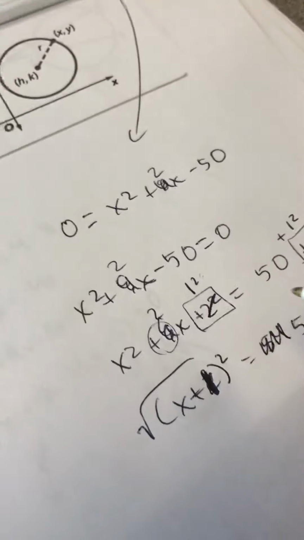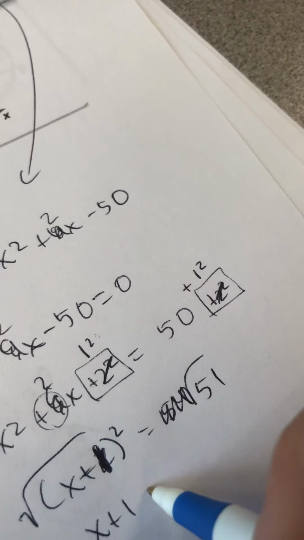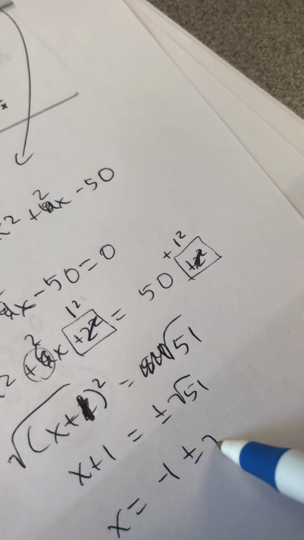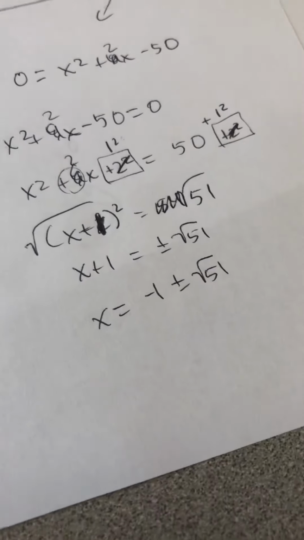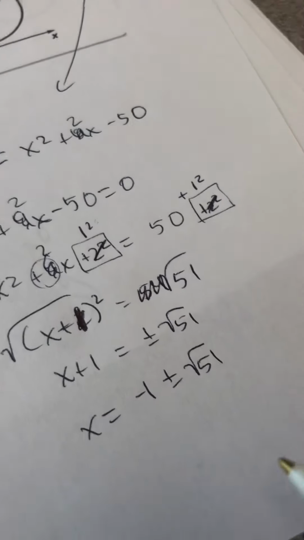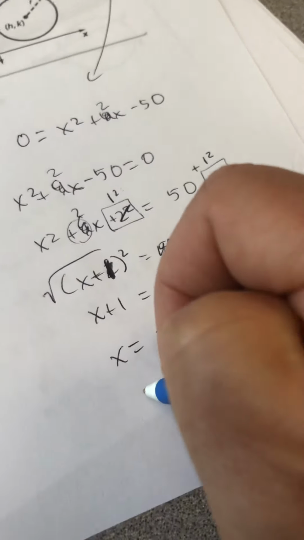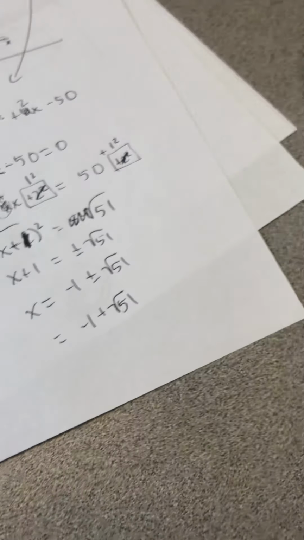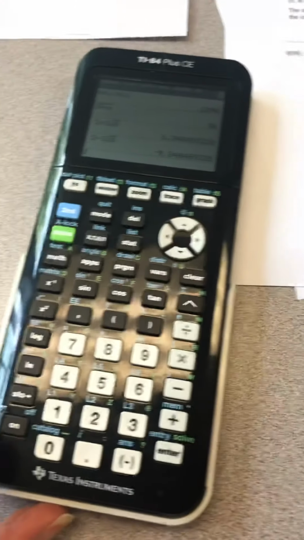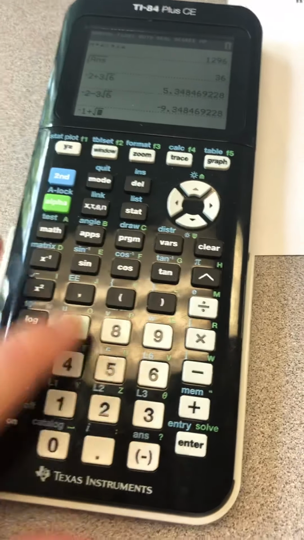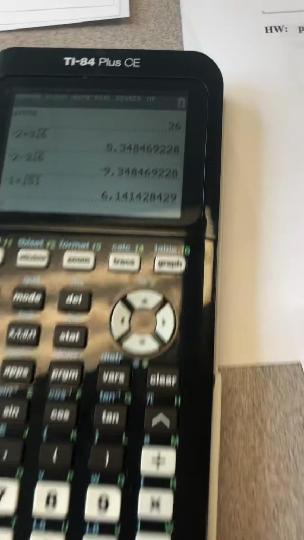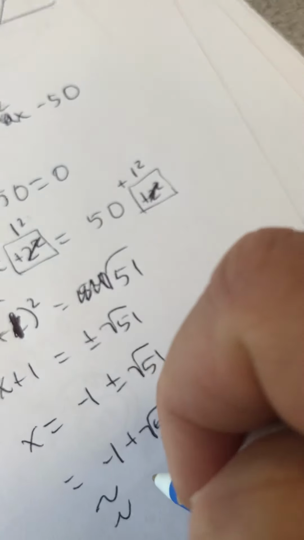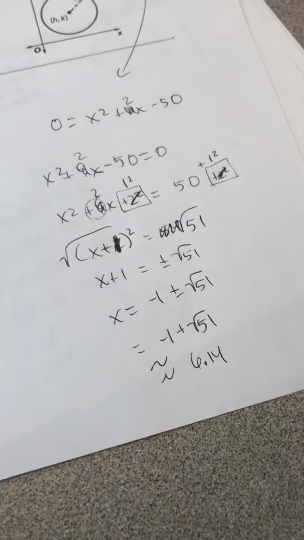Sorry about this messiness. Take the square root of both sides, and you get x plus 1 equals plus or minus square root of 51. So x is equal to -1 plus or minus square root of 51, which is 3 times 17. You can't break it down, but you do have an extraneous solution. Your answer here is only going to be -1 plus square root of 51, which will approximately give you 6.14 in your calculator, if you are into approximating your answer for x.